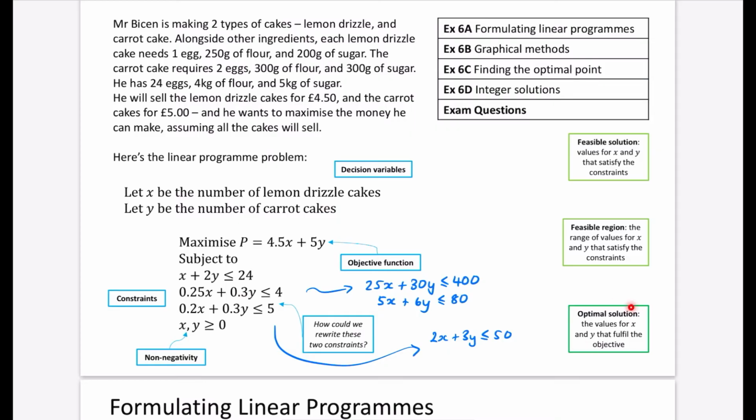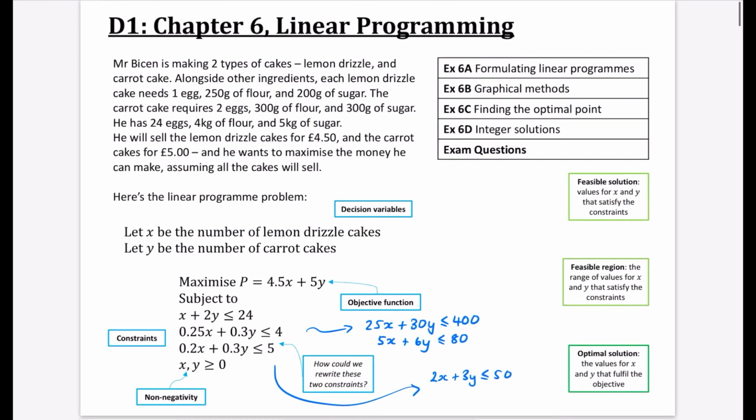And then last of all, the thing that we're really looking for here is the optimal solution, the values for X and Y that fulfill the objective. And in this case, the objective is to maximize my profit. So what we're really trying to do is think, what values of X and Y am I going to pick that will make me the most money in trying to sell these cakes that we've got here? And that's the essence of what linear programming is going to be.